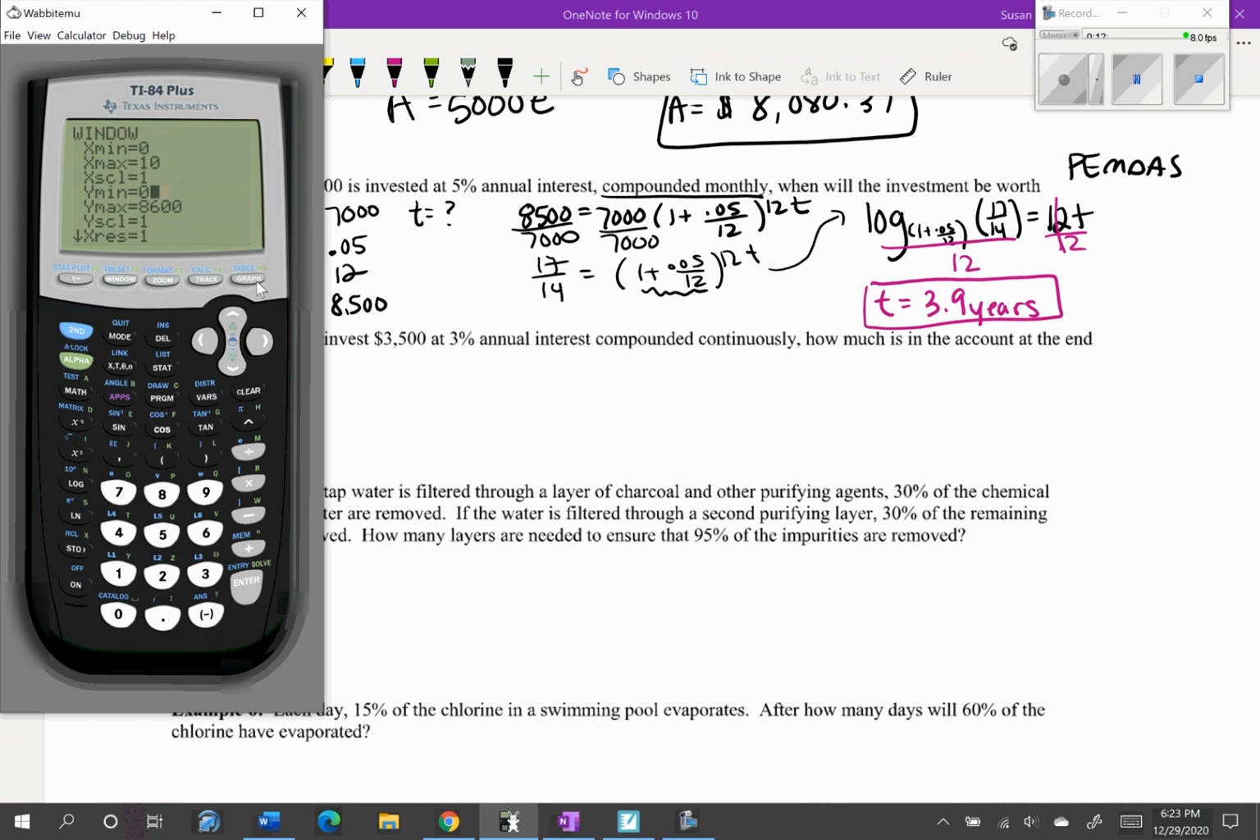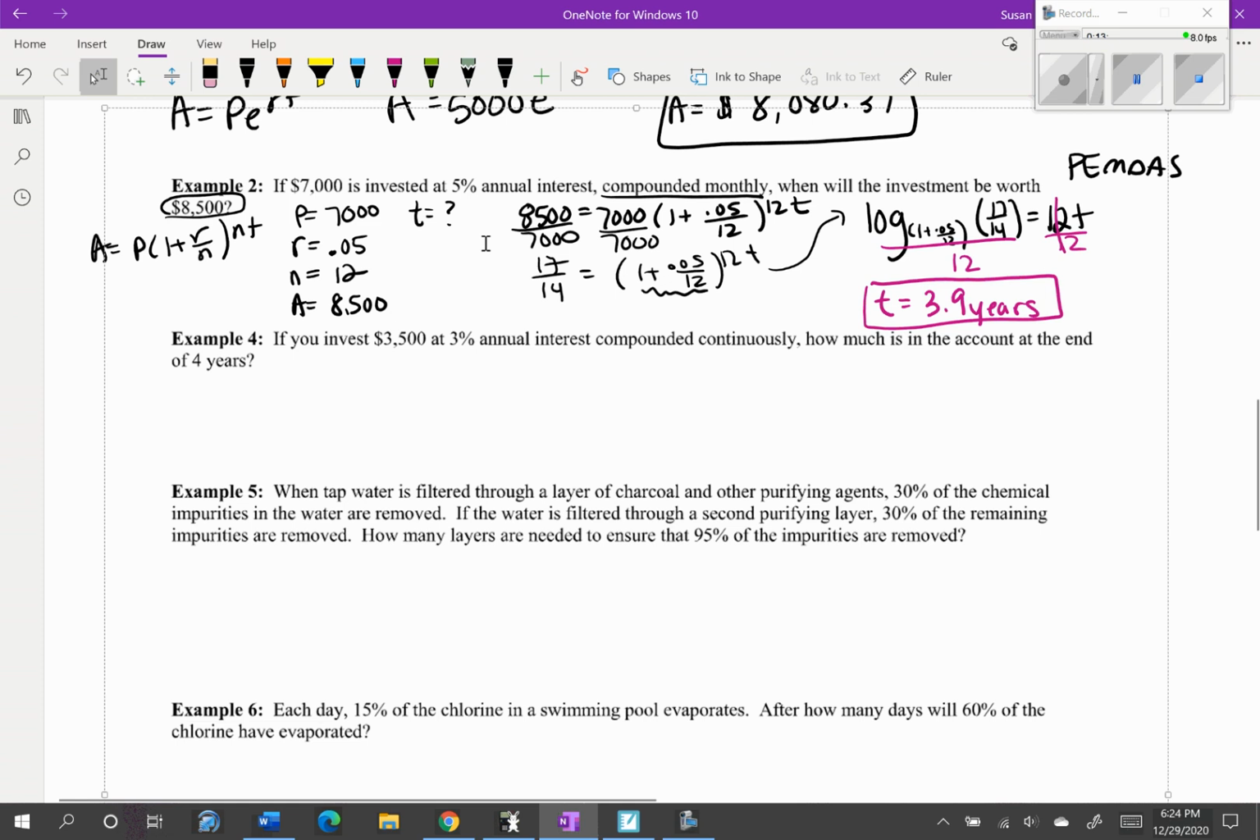So here would be our graph. You can see it's going to hit somewhere in there, right around 3.9 years, we already know. Second trace, number 5 is intersection. You hit enter 3 times to guess, and again you get the same answer. However, it is important to know how to do the logarithmic way of being able to find this, because we will be solving logarithmic equations later, but that's just, again, another way to solve the problem.